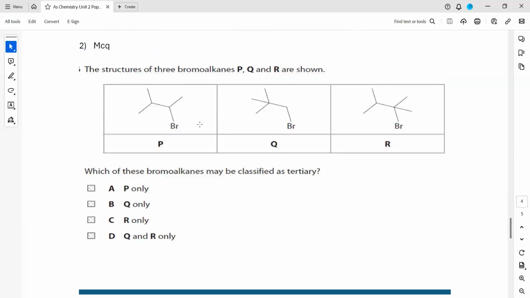Question 2: the structures of 3 bromoalkanes P, Q, and R are shown. Which of them is classified as tertiary? To be tertiary, we check the carbon bonded to the halogen, which should have 3 branches. If you mark this carbon, this is 1 branch and this whole is the second, 2 branches, so secondary. If we mark this, it is primary. If we mark this, there are 1, 2, and 3 branches, so this will be tertiary. So in that case, C should be the right answer, because tertiary compounds will have 3 branches.